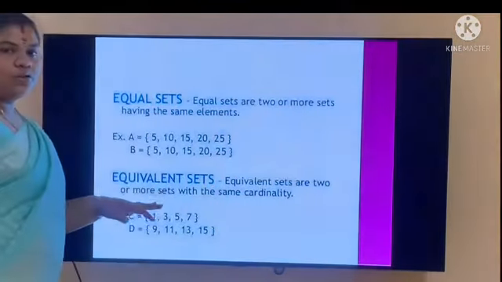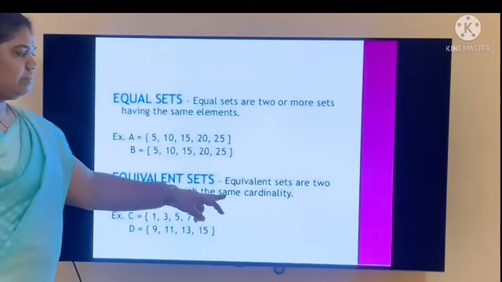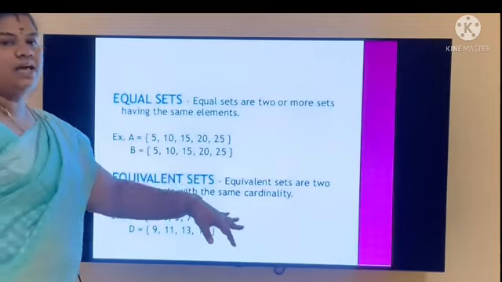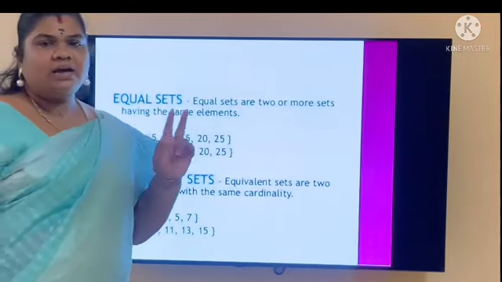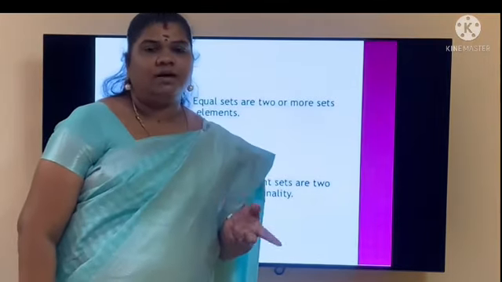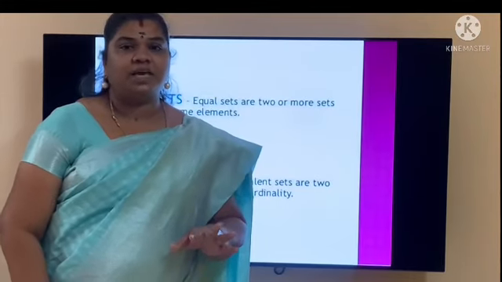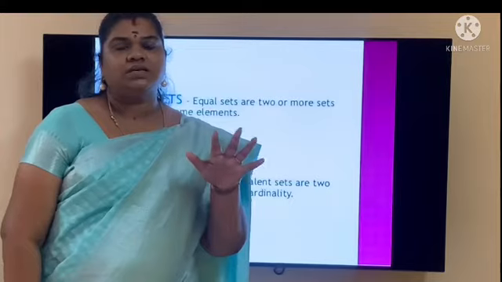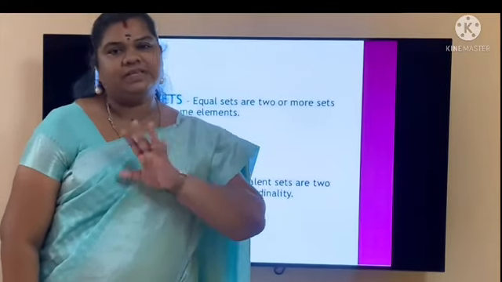And next, coming to our equivalent sets. Equivalent sets are two or more sets with the same cardinality. Equal sets should have the same elements, but equivalent sets will have the same cardinal number. Cardinal number means the number of elements in the two sets should be the same.